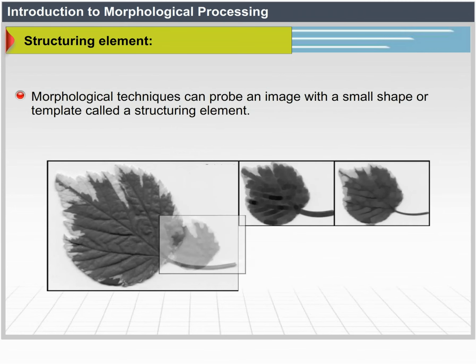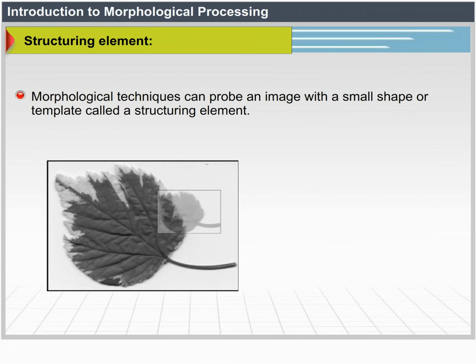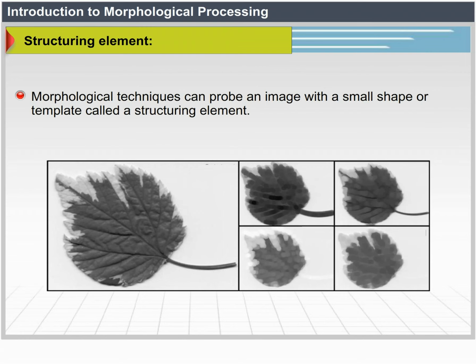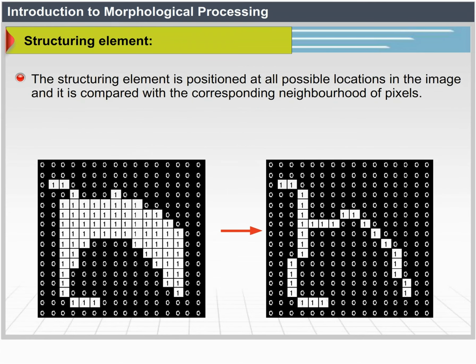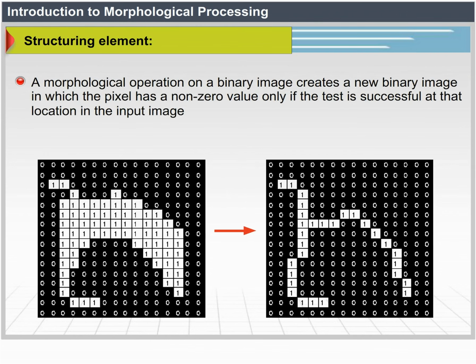Morphological techniques probe an image with a small shape or template called a structuring element. The structuring element is positioned at all possible locations in the image, and it is compared with the corresponding neighborhood of pixels. A morphological operation on a binary image creates a new binary image in which the pixel has a non-zero value only if the test is successful at that location in the input image.